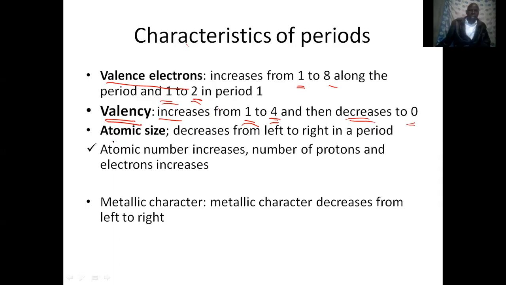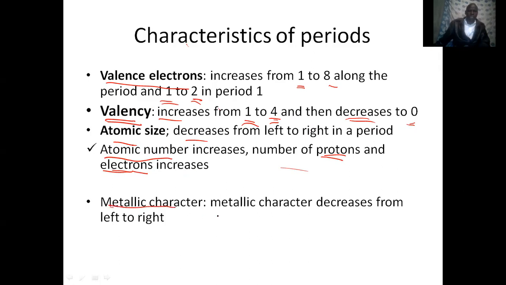And so the atomic size decreases from left to right, simply because the atomic number is increasing from left to right, and therefore the number of protons will increase as well as the electrons, meaning that the electrons in the outermost shell, far from the nucleus, will be attracted more to the protons, which are positive.